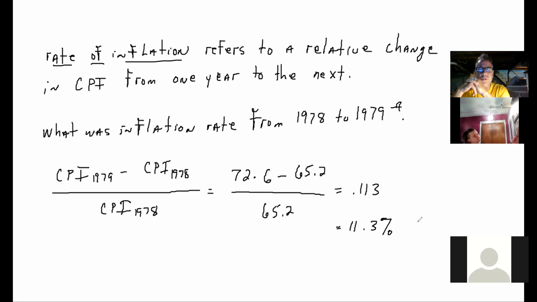Okay, I had said that we could use the consumer price index to look at prices, comparing prices from, say, a long time ago, and adjusting for inflation. All right, so this is a formula that you will use a good bit. I'm going to put up here: adjusting prices for inflation.